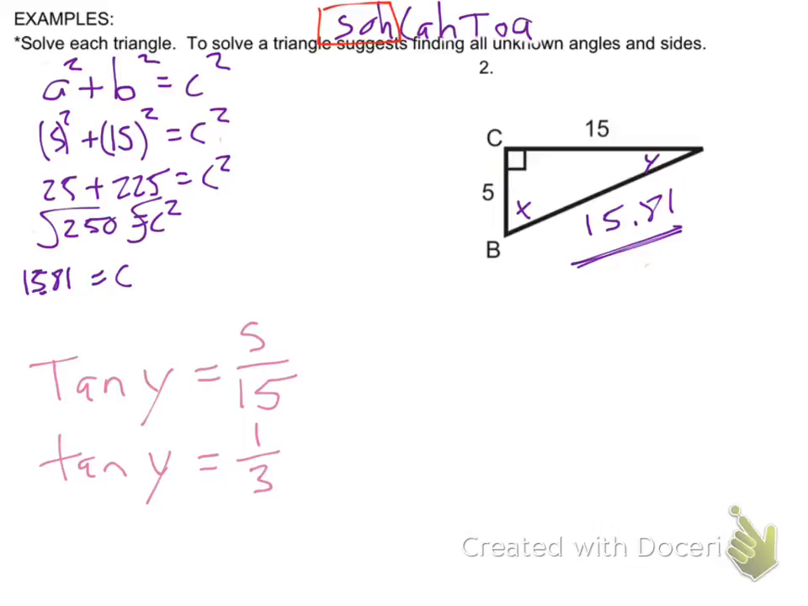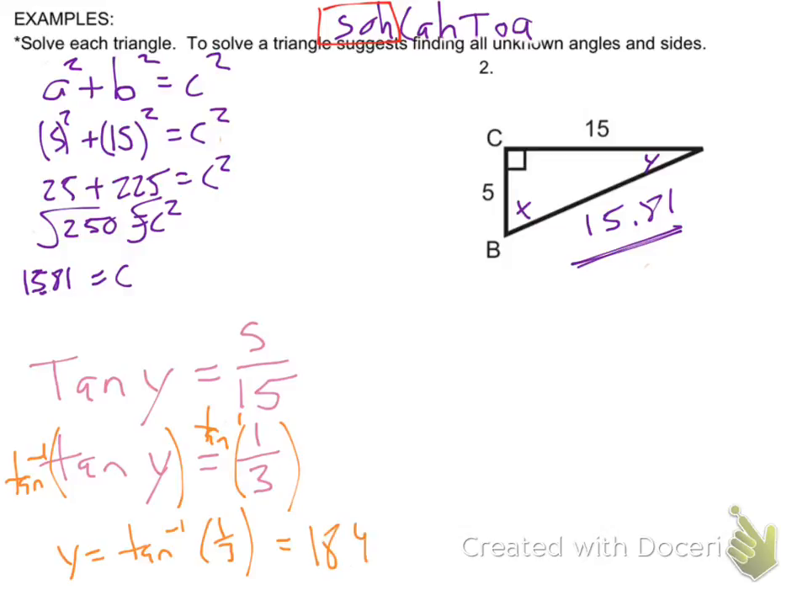Or to get rid of tangent, because we've got to get rid of tangent, right, take the inverse tangent of both sides. So y equals the inverse tangent of 1/3. You're going to have to take out that trusty calculator. Make sure you're in degrees again. Callie? 18.4? 18.4 or 18.43 degrees. Again, y is not a very nice angle, but we know we have an approximation here.